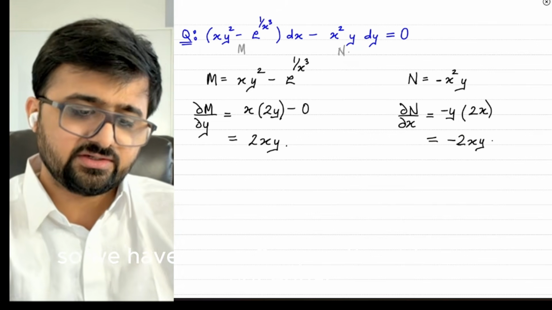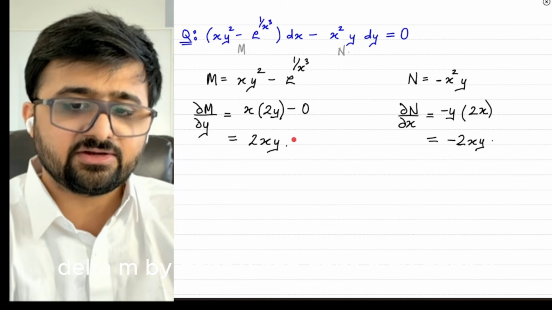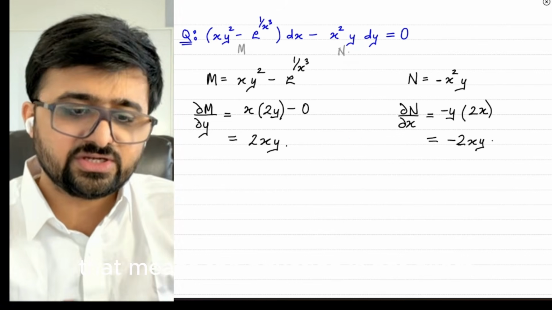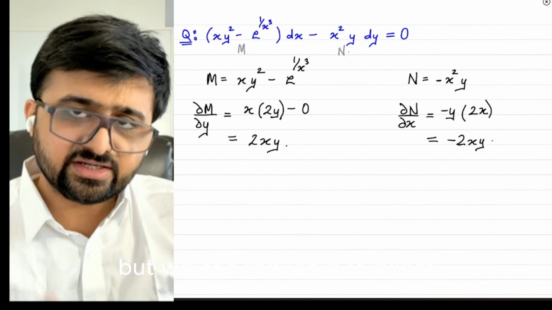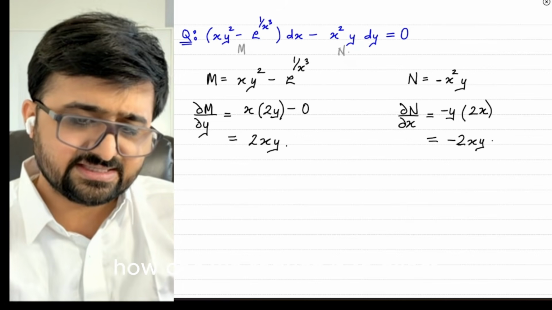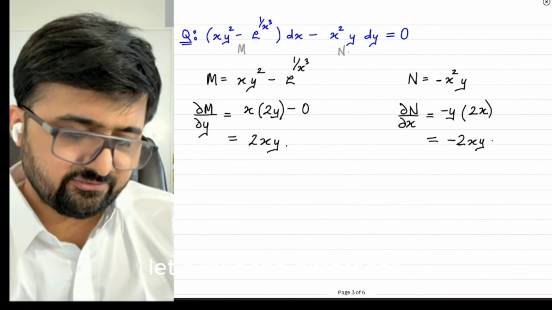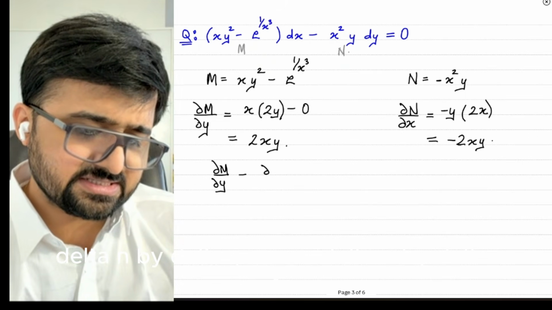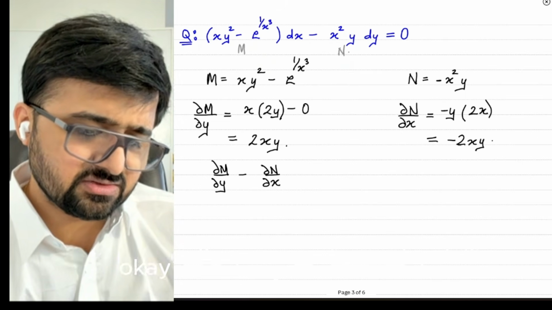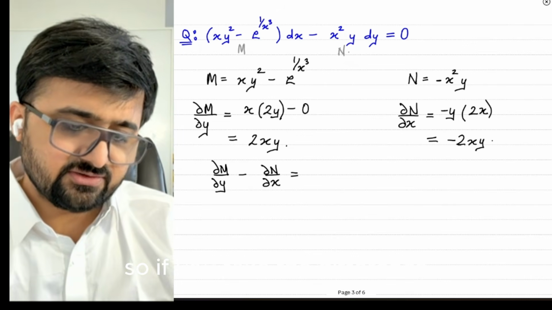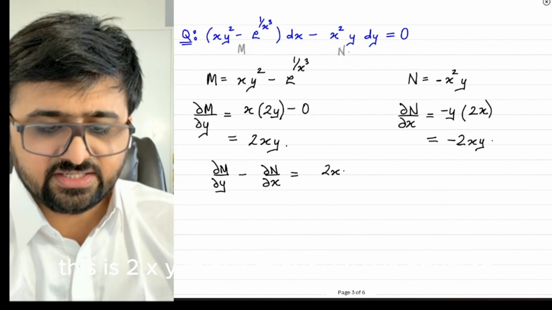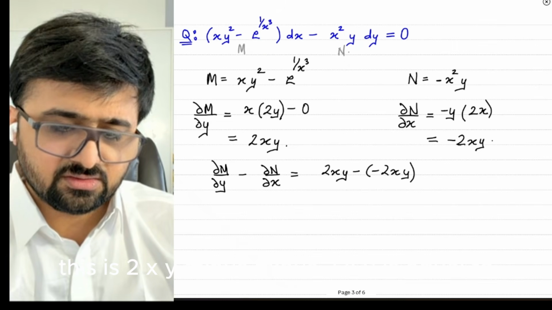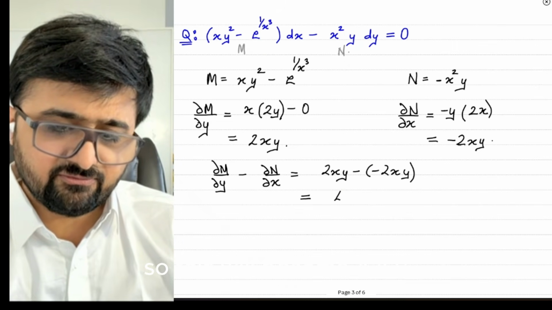So those two, delta M by delta y and delta N by delta x, are not equal. That means the equation is not exact, but we can reduce it to exact. How can we reduce it to exact? Let's take the difference, delta M by delta y minus delta N by delta x. If you take the difference, this is 2xy minus minus 2xy, which becomes 4xy.